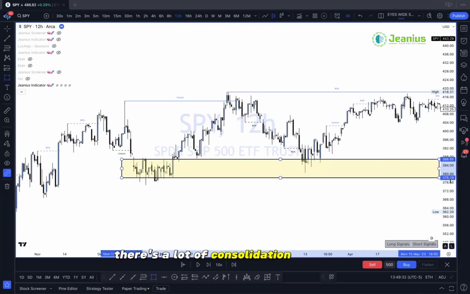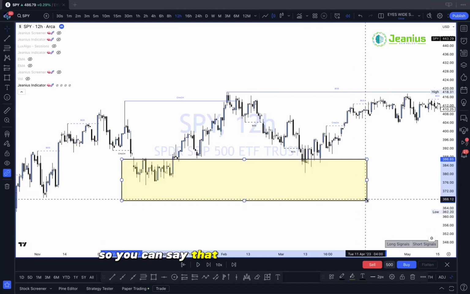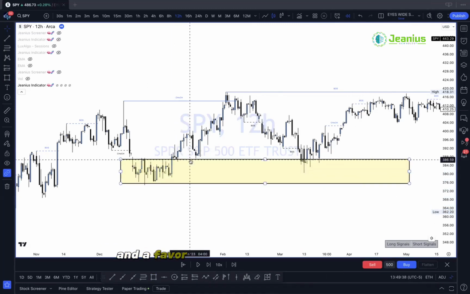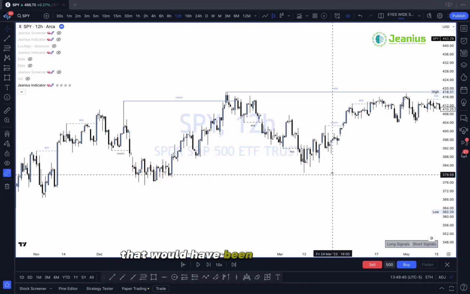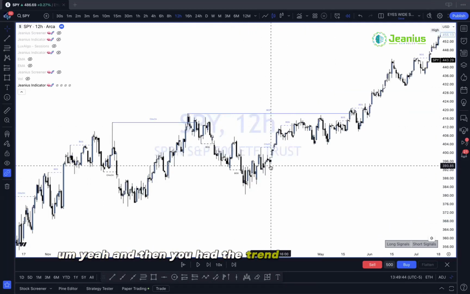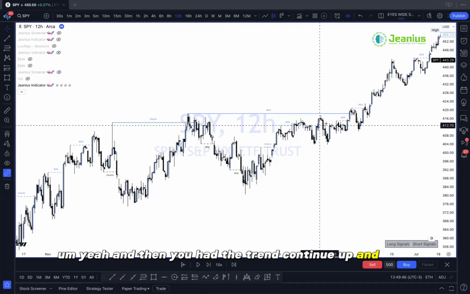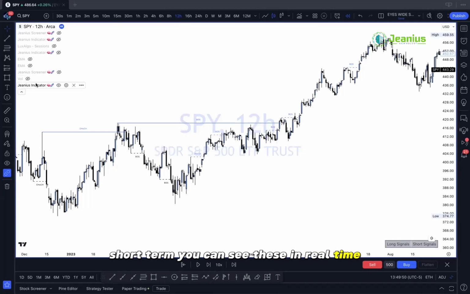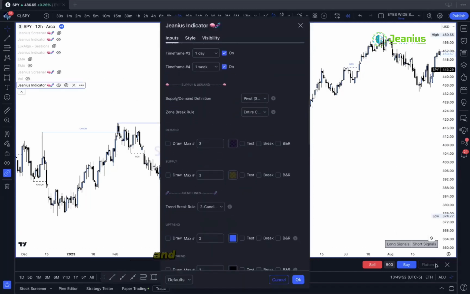You can also say that this is a really big demand too. There was a lot of consolidation right here. So you could say that this is a double whammy. It dropped into a demand area and a fair value gap and tapped in. That would have been a good buy here. And then you had the trend continue up. So long term, short term, you can see these in real time, or you can just add them to your chart and have it down here as part of your confluence signals.